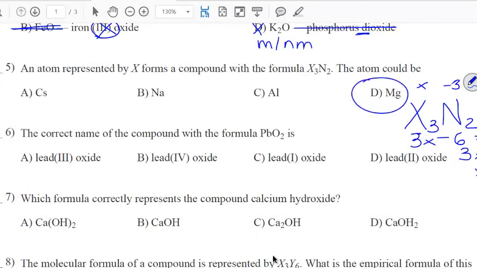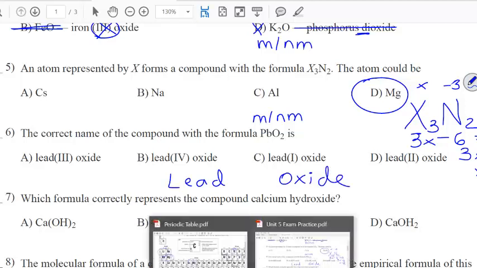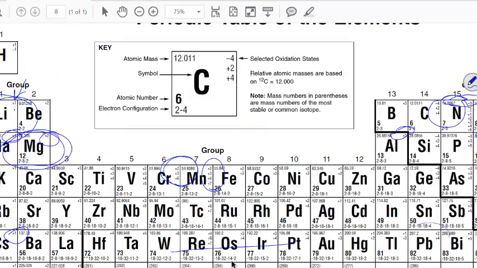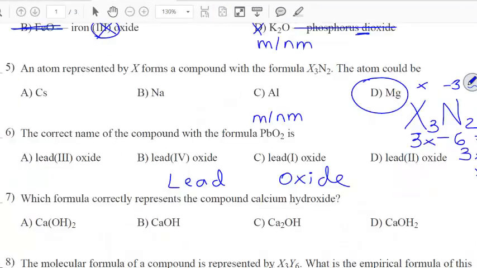Okay? The correct name of the compound with the formula PbO2 is, this is a metal and this is a non-metal. So we do not use prefixes and we may need Roman numerals. So let's check. It's going to be lead oxide. And then if you go to the box for lead, yep, we need those Roman numerals. So we have to figure out what Roman numeral we need.